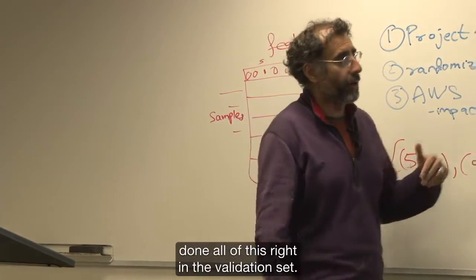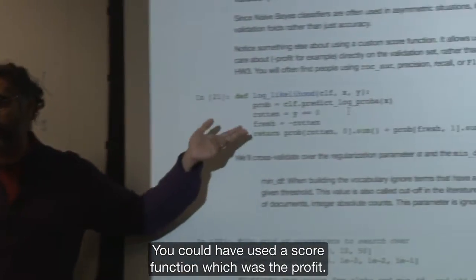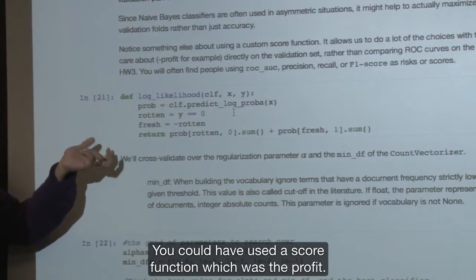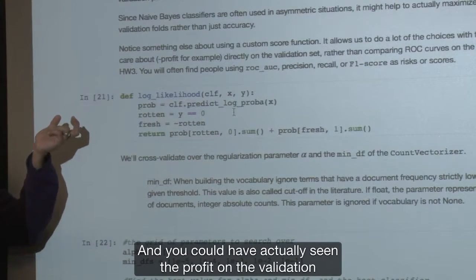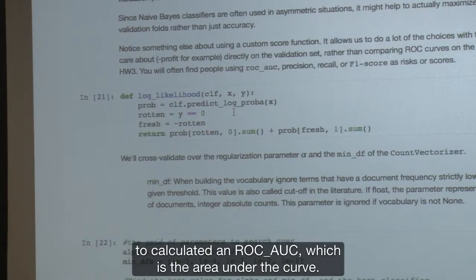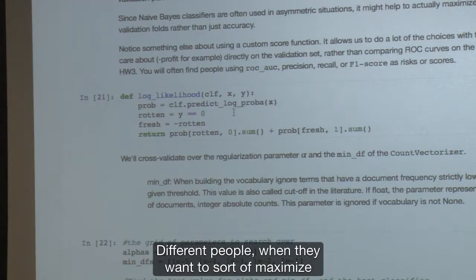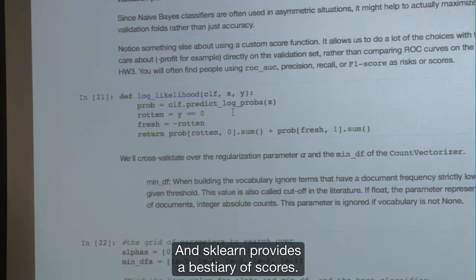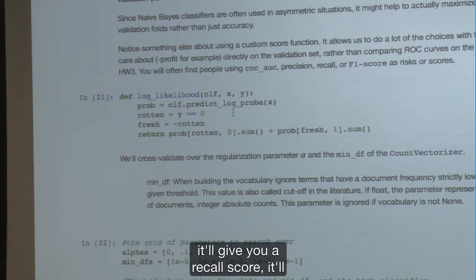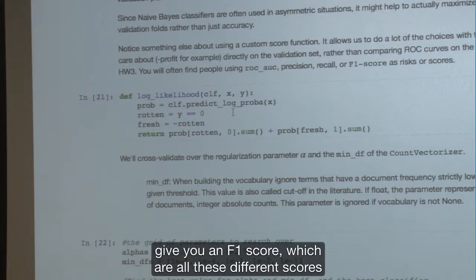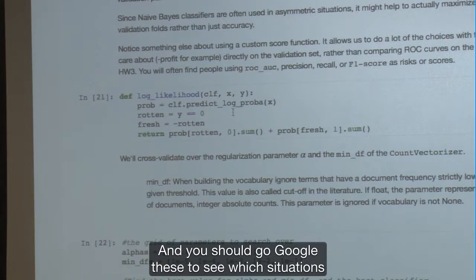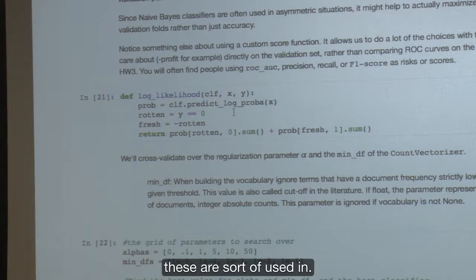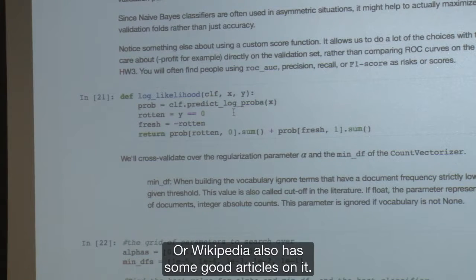But the truth is that you could have done all of this right in the validation set. You could have used a score function which was the profit, and you could have seen the profit on the validation set. Even for an ROC curve, you could have calculated the roc_auc, which is the area under the curve. Different people, when they want to maximize different things, will use different scores. And sklearn provides a bestiary of scores. It will give you a precision score, a recall score, an F1 score, which are all these different scores that people use. You should go Google these to see in which situations they are used, or Wikipedia also has some good articles on it.